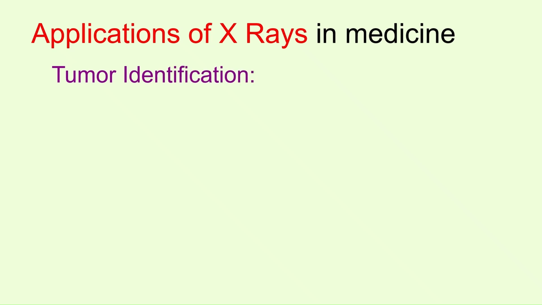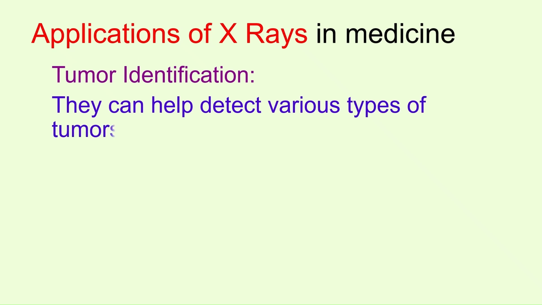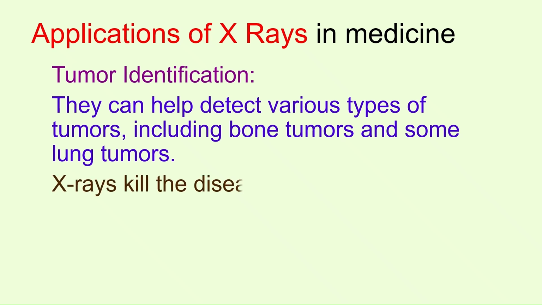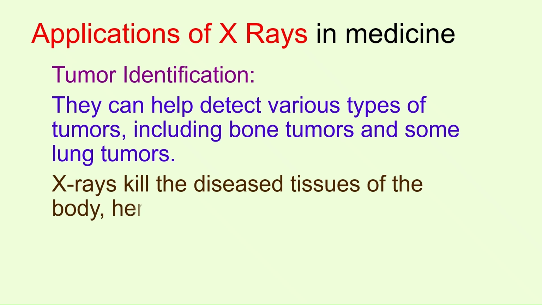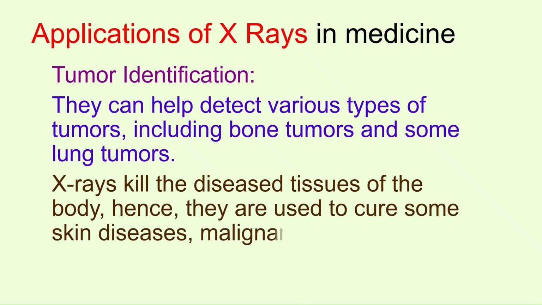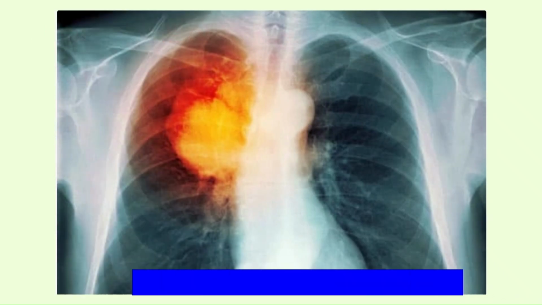Tumor identification. They can help detect various types of tumors, including bone tumors and some kinds of lung tumors. X-rays kill the diseased tissues of the body. Hence, they are used to cure some skin diseases, malignant tumors, etc. Tumor detection and treatment.